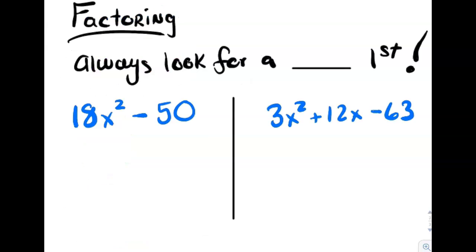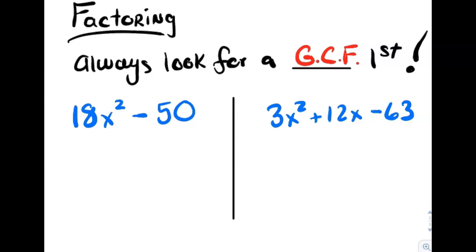And lastly, we covered factoring. You always look for a what first? You always look for a greatest common factor first, because it might be a multi-step factoring problem, especially in Algebra 2. So here's 2 examples, they're separate. I'm going to do this one first.